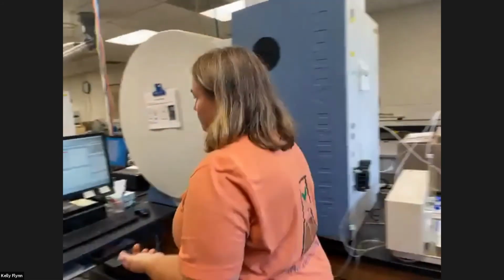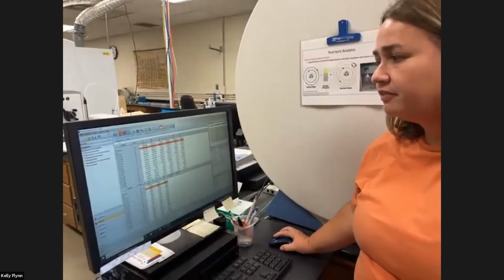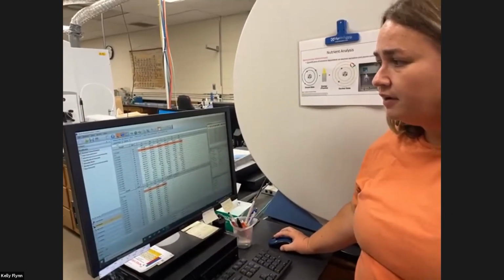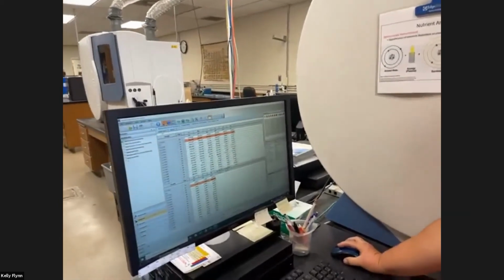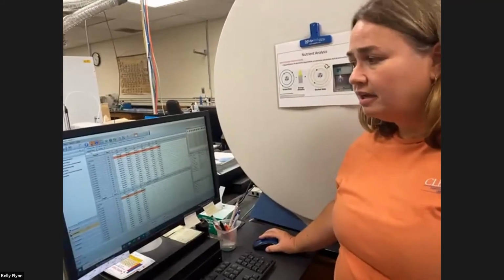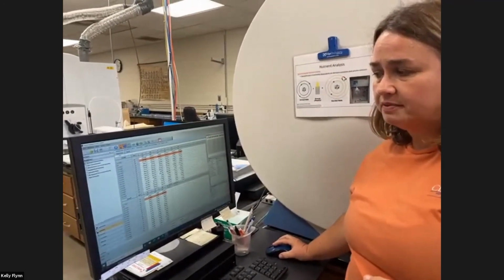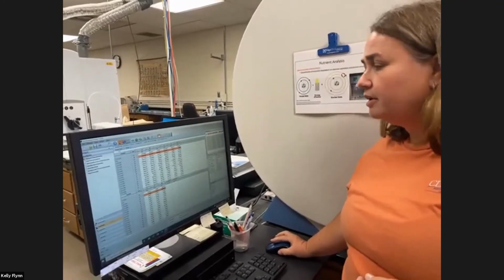Data comes off the instrument. These are the elements we have: calcium, magnesium, phosphorus, potassium, zinc, manganese, copper, boron, and sodium. And these are actual data numbers for the samples within that 100 set. Each one has a specific number that we talked about earlier.